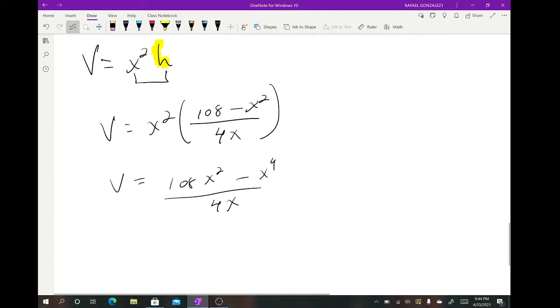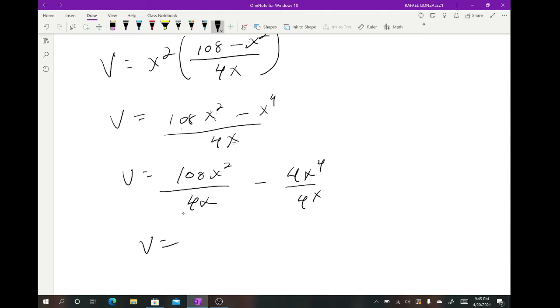And then you could simplify this a little bit. 108 is definitely divisible by 4. I believe 27, yeah, 27 goes into it. And then you could cancel one of the x's there. So let me actually do it slowly. So this is 108 x squared divided by 4x minus x to the 4 divided by 4x. So volume is equal to 27x minus x cubed.